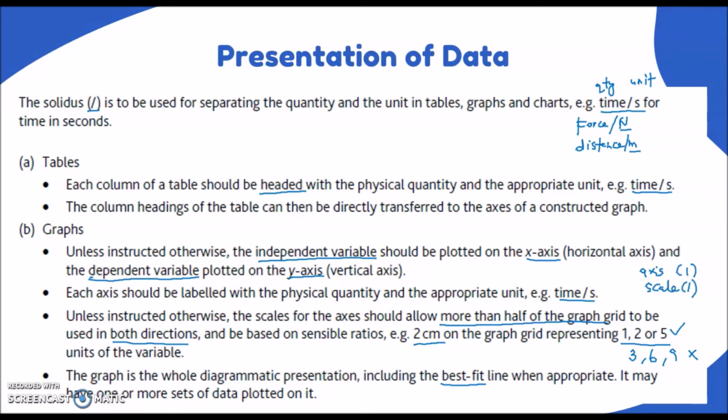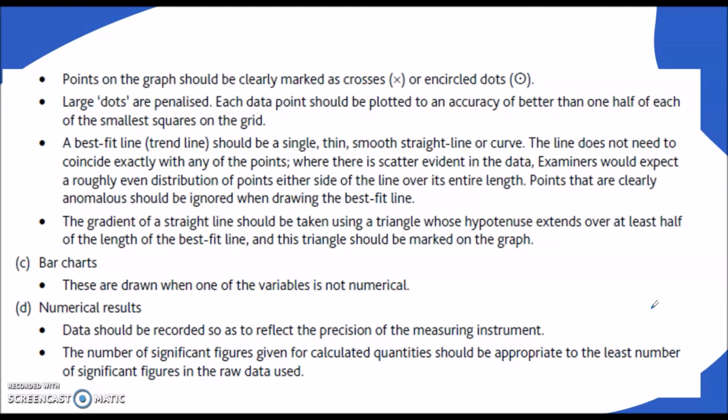Now we go to the next one. Points on the graph should be clearly marked as crosses or encircled dots. I prefer cross because it is more accurate compared to a dot. The next one, large dots are penalized. Each data point should be plotted to an accuracy of better than half of each of the smallest square on the grid. So your plot should not be too big, should not be too small.